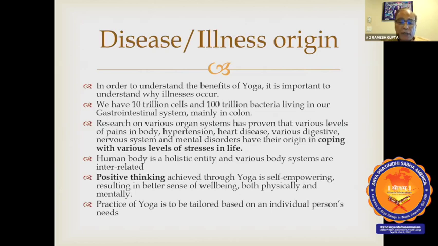Now, let's see why we get sick. Just an example, we have 100 trillion bacteria in our GI tract, and 10 trillion cells. So 10 times more of some other organism living. So there is an immunity of the gut, we can't dwell on it, it's a long topic. And then it is the coping with the various stresses of life. That's what makes us sick.